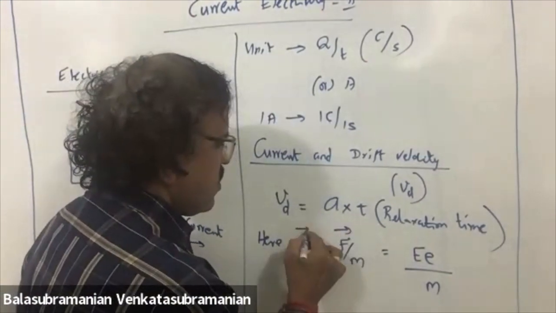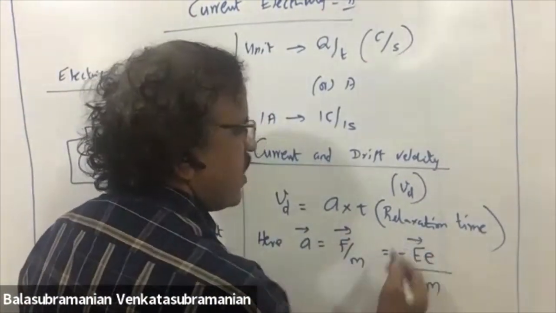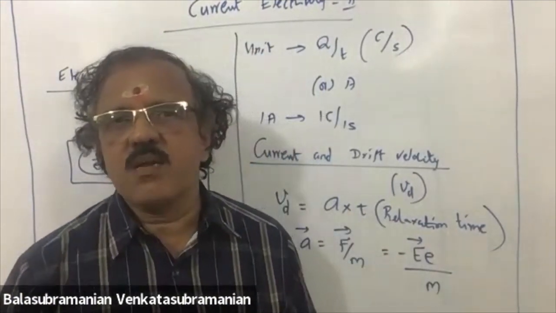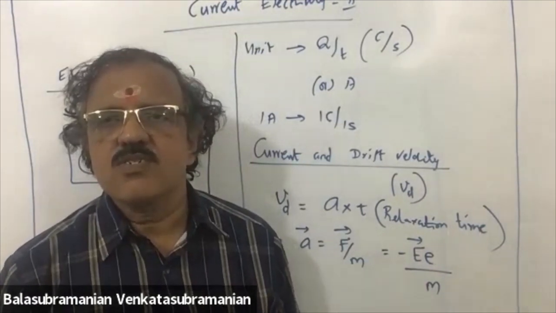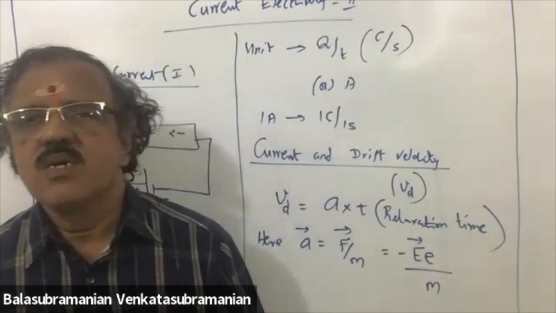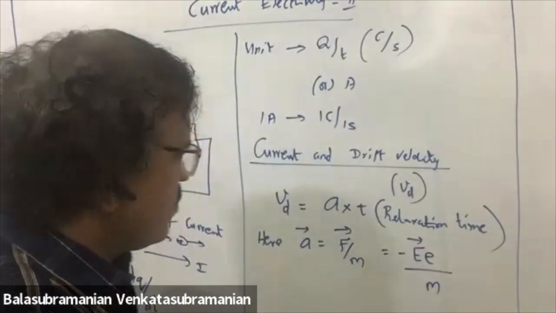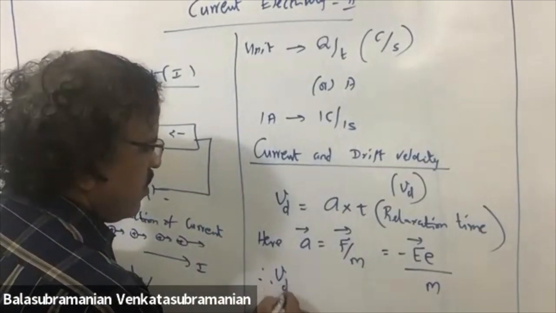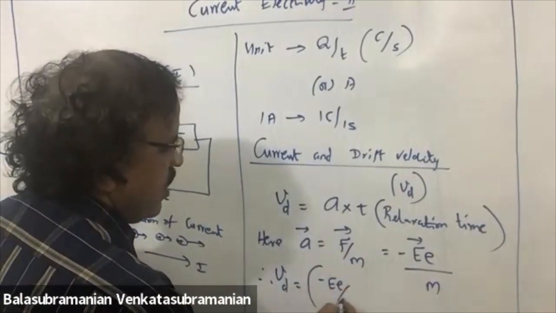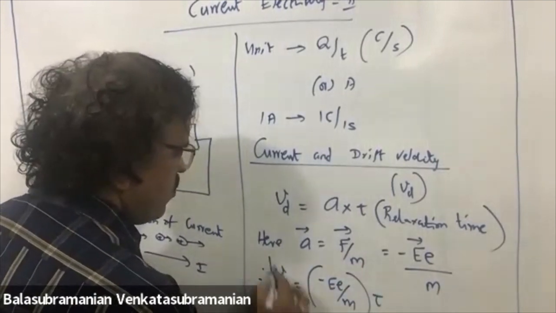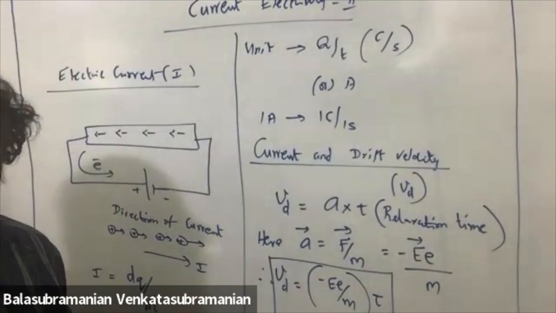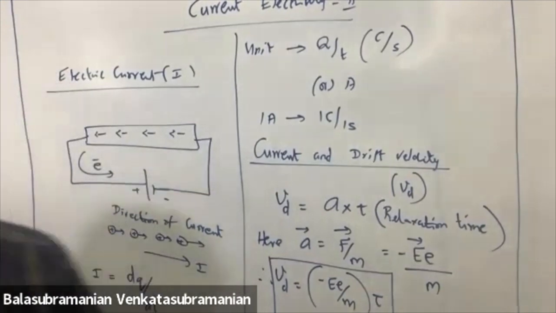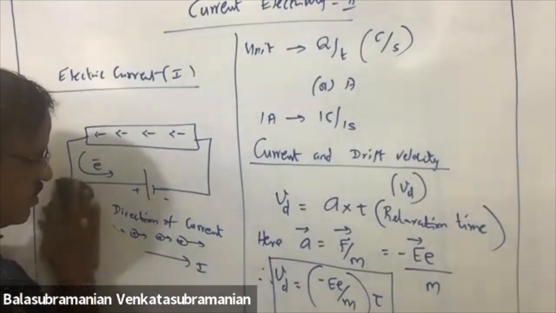Force is a vector. We have to put a negative sign when you put a vector symbol, minus e E. So minus eE by m, we call it as acceleration. Therefore, drift velocity will be minus eE by m into tau. Minus eE by m into tau, we call it as drift velocity. Okay.